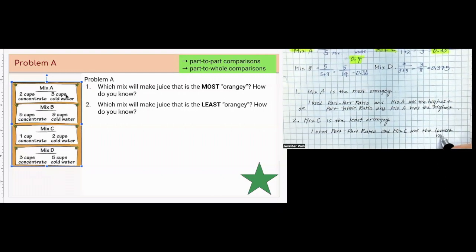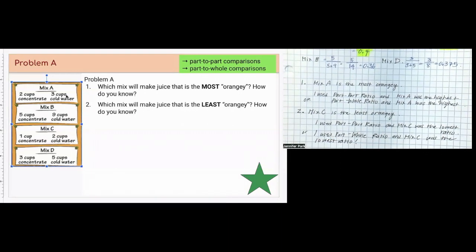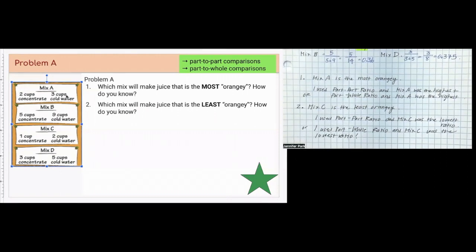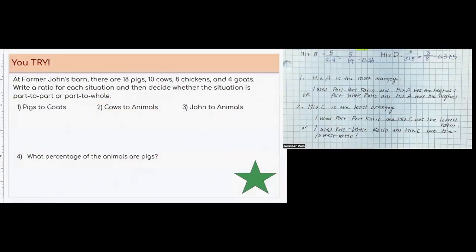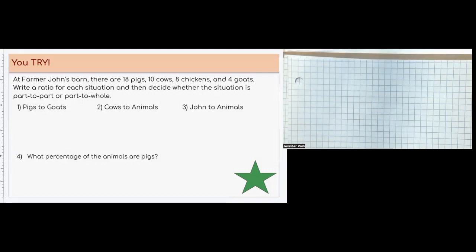Lowest ratio. Or you could say I use part to whole ratio and mix C was the lowest ratio. All right, so write down your response. This time I'm going to ask you to try this problem. I'm going to read the problem to you, have you record your responses, and come back to check your answers.